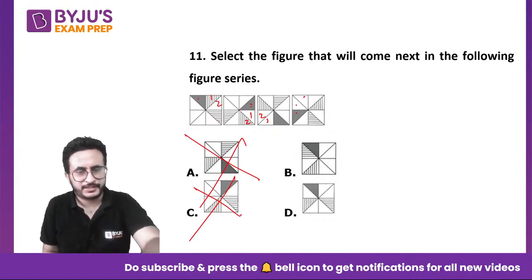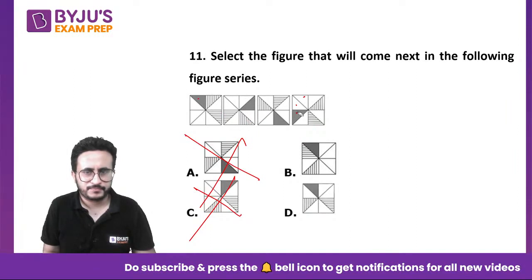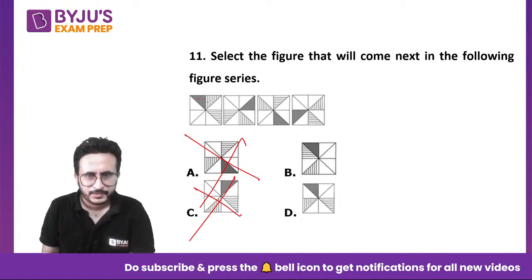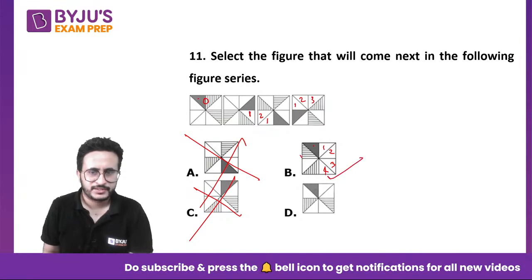ठीक है. अब क्या करते हैं? Let us look for these things, how they are moving. This is one, next one is shaded, then gap of 1 shaded, gap of 2 shaded. Okay, so there is 0 gap here, there is gap of 1, gap of 1 2, gap of 1 2 3, right? So next image should have a gap of 4. So 1 2 3 4. So that is the answer.